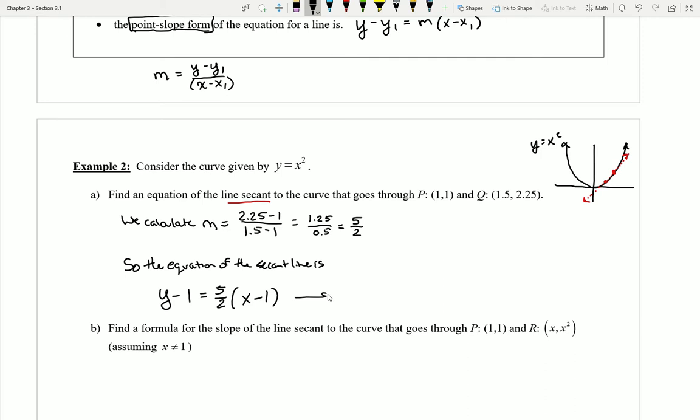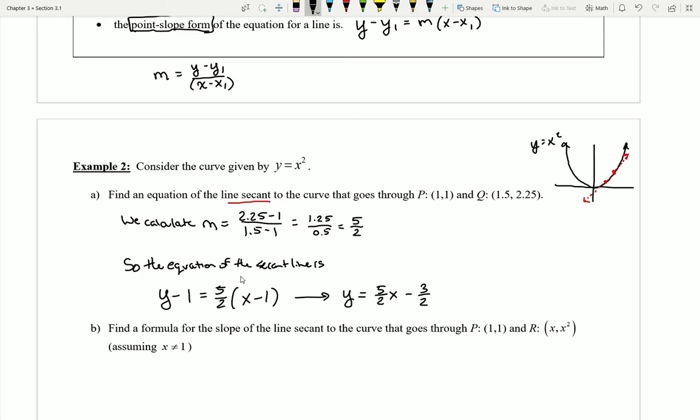Now, of course, if I wanted to, I could simplify that down a little bit to get that to be in slope-intercept form. I could distribute my 5 halves. So I would get 5 halves x. Notice I would get minus 5 halves, so that's minus 2.5. And then if I added 1 to that, that would actually leave me with negative 3 halves, or negative 1.5. So either one of these forms is totally acceptable. Okay, but I like the point slope form only because it's so much easier to create.